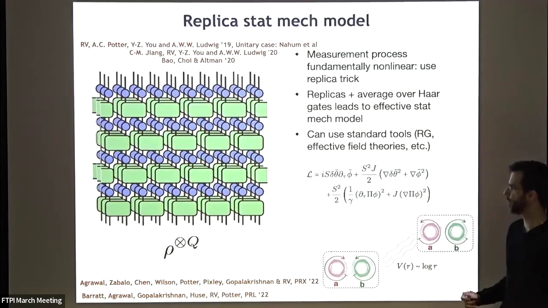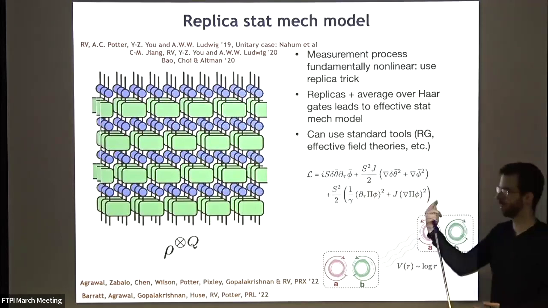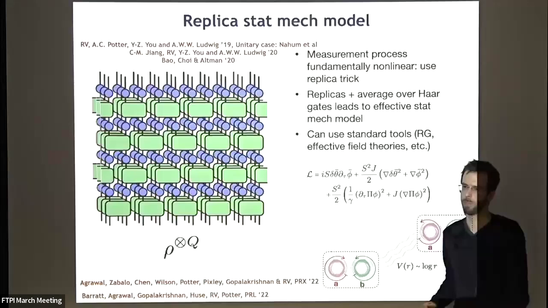The field theory is basically a bunch of relativistic Goldstone modes from the measurements. You start from diffusion, but once you put in the measurements, you have some gapped modes. If you integrate them out, you'll get relativistic Goldstone modes. And then you just think about topological defects for these.